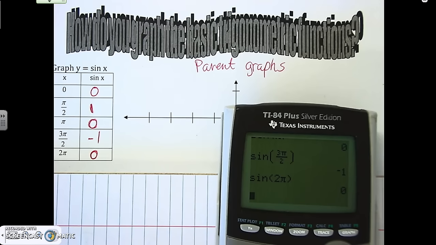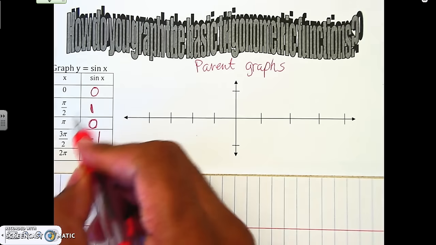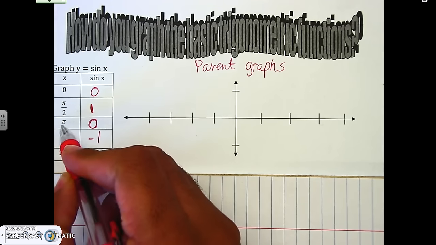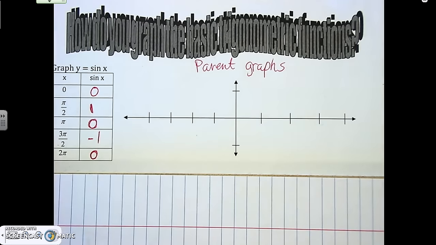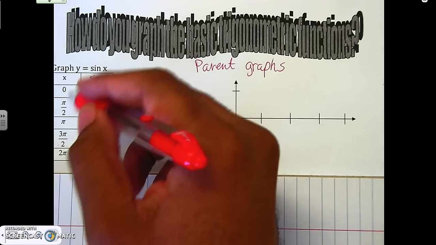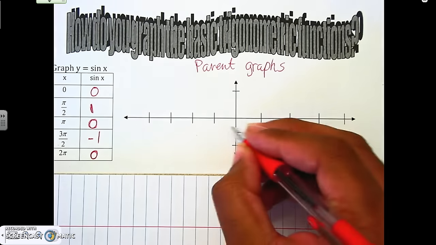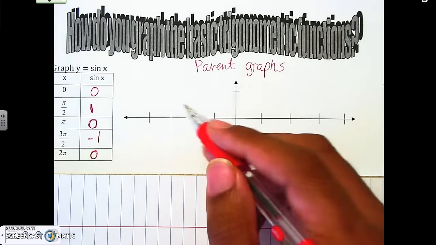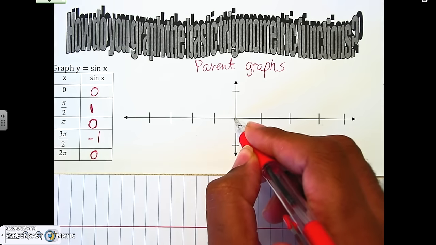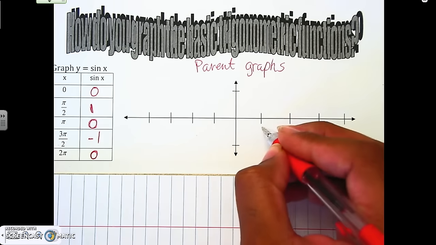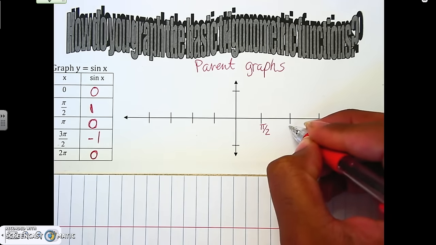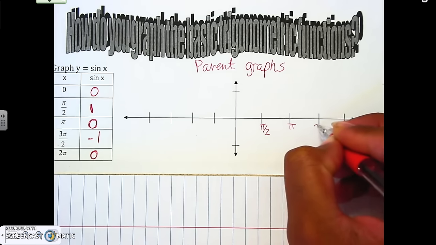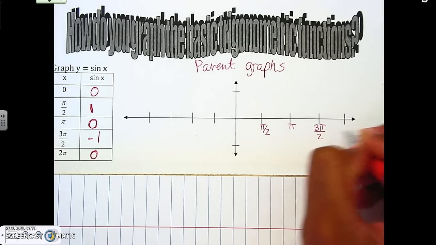Okay, so we have ordered pairs going on. We have 0, 0; pi over 2 and 1; pi, 0; 3 pi over 2 and negative 1; 2 pi and 0. These are x values that we're going to have, so on our x axis here, we're going to put those values. We know 0 is right here. Now this is pi over 2. This part here is pi. This is 3 pi over 2, and 2 pi.